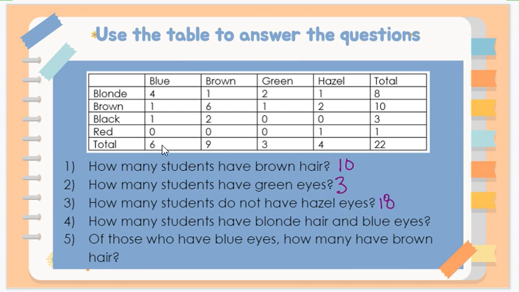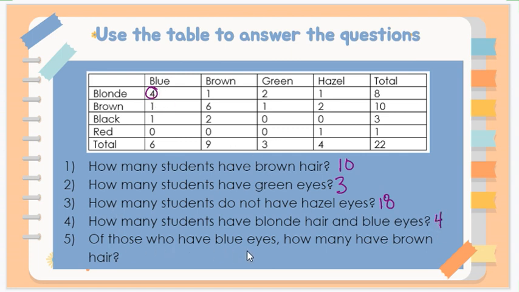What's another way I could find this answer? Well, another way is to add up the numbers that don't have hazel. You could add 6, because there's 6 students with blue eyes, plus 9 students with brown eyes, plus 3 students with green eyes, and that will also equal 18. So you can find it 2 different ways. You can either subtract, or you could just add the 3 that are not hazel and get 18. Number 4, how many students have blonde hair and blue eyes? We're going to come over to blonde hair, which is a row, and go over to blue eyes, which is a column, and we see that we have 4.